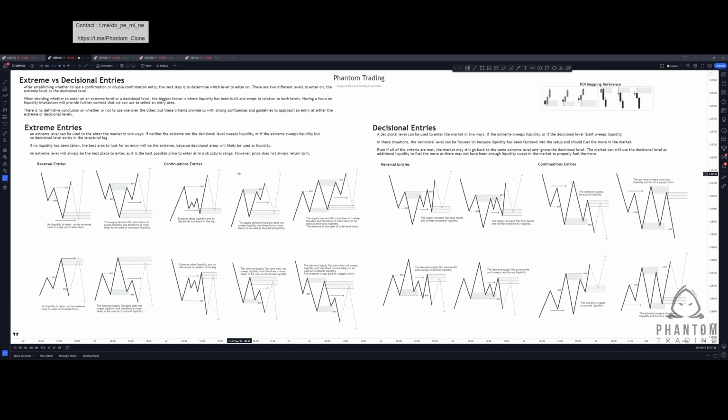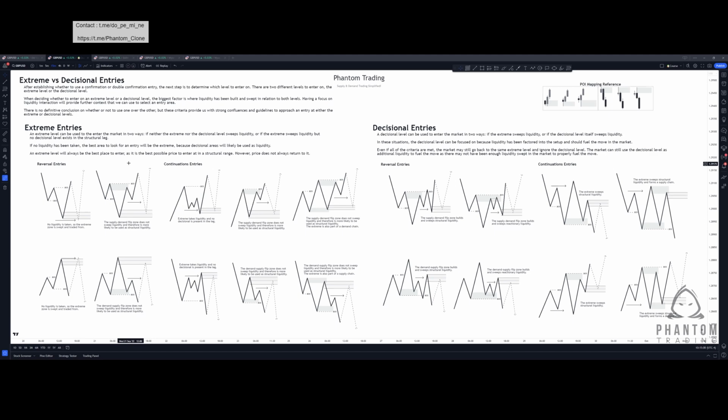An extreme level can be used to enter the market in two ways. If neither the extreme or the decisional level sweeps liquidity, or if the extreme sweeps liquidity but no decisional level exists within that structural leg. If no liquidity has been taken, the best area to look for an entry will be the extreme, because decisional levels will likely be used as that liquidity. An extreme level will always be the best place to enter, as it's the best possible price to enter within that structural range. However, price does not always return to it.